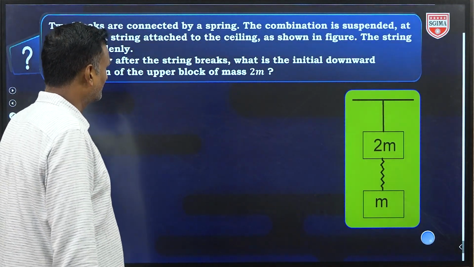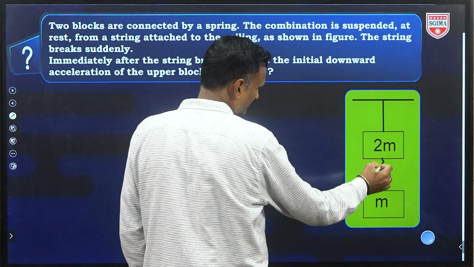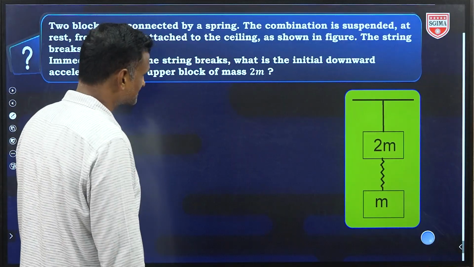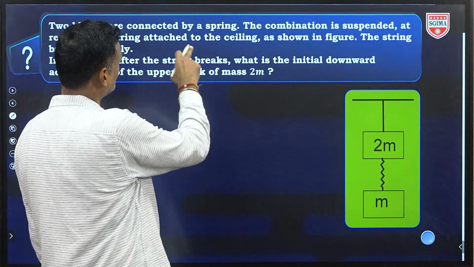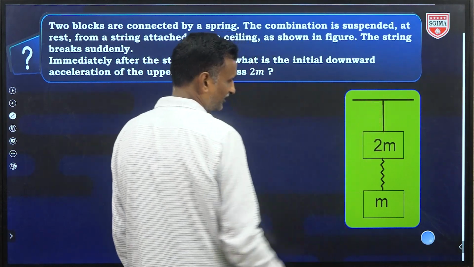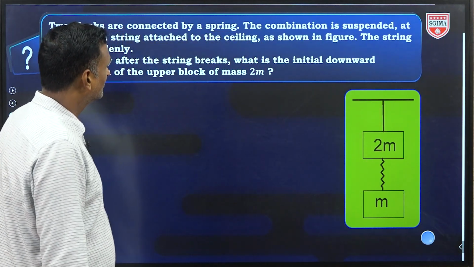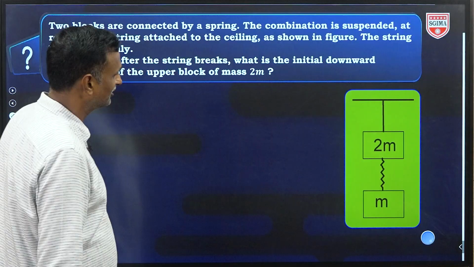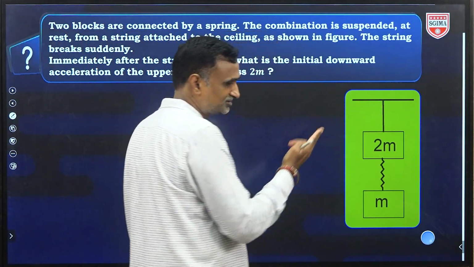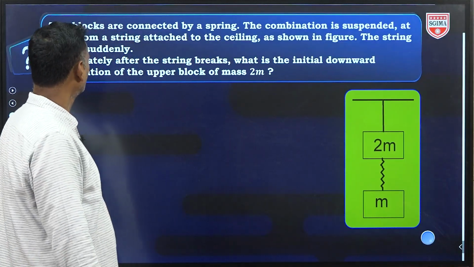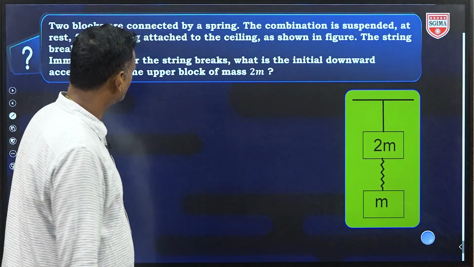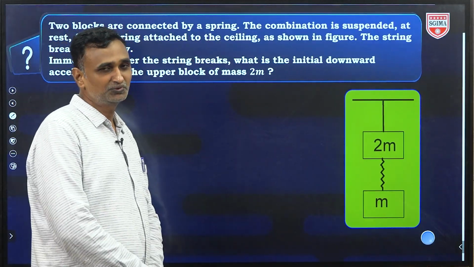Next. Two blocks are connected by a spring. Here this is the spring and two blocks are connected as shown. The combination is suspended at rest from a string attached to the ceiling. Actually this is a string, a rope, from the ceiling it is suspended. Now the string breaks suddenly. Immediately after the string breaks, what is the initial downward acceleration of the upper block of mass 2m?